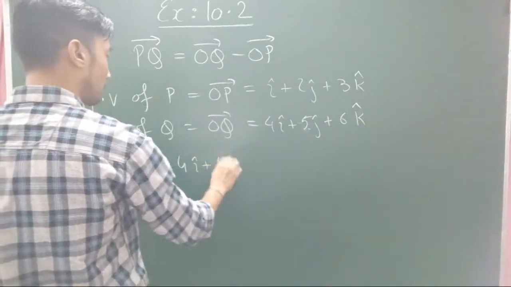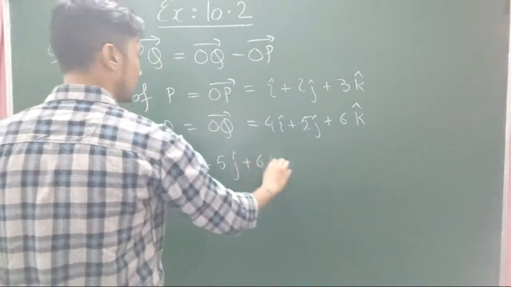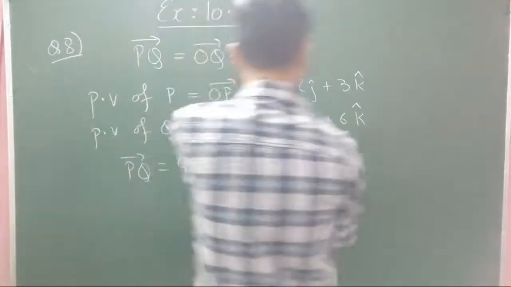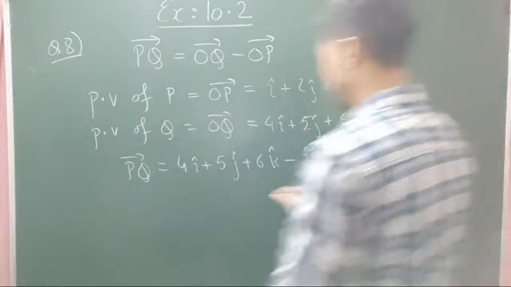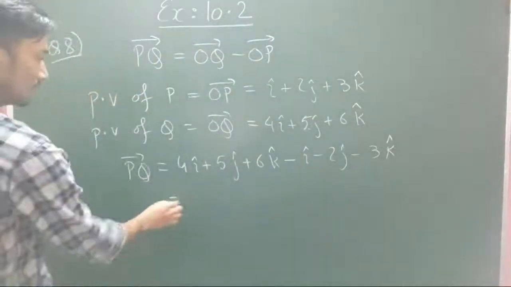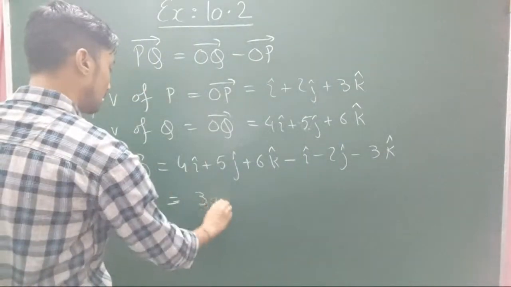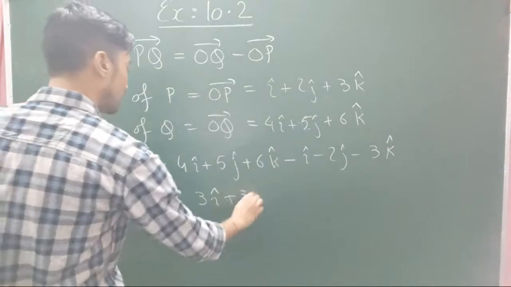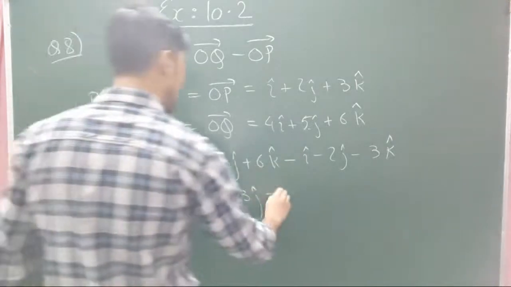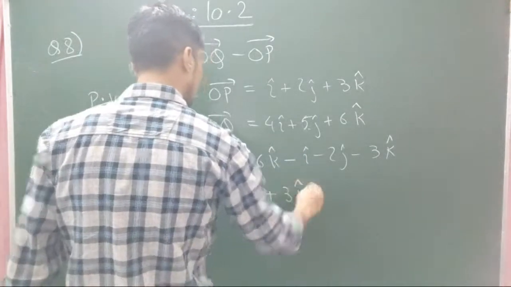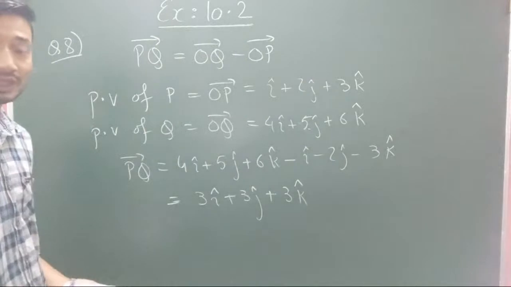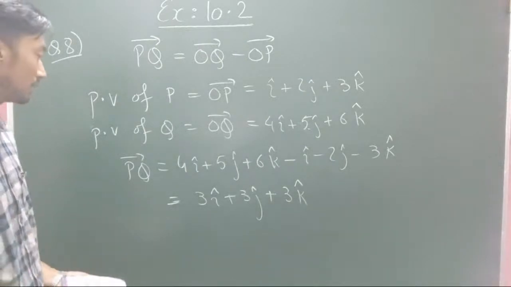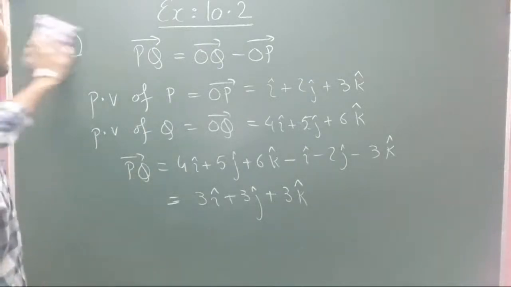OQ is 4, 5, 6 minus i minus 2j minus 3k. So vector PQ would be 4 minus 1, 5 minus 2, 6 minus 3, which is 3, 3, 3. So this is our vector PQ. Now we have to find, just like the last question, a unit vector in the direction of vector PQ.